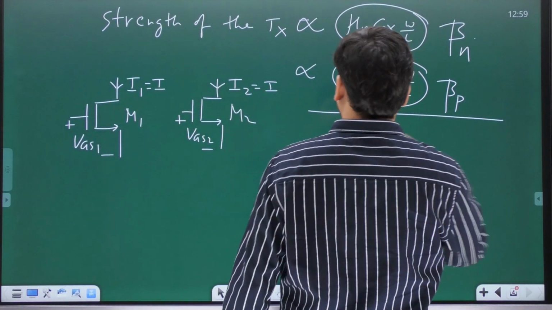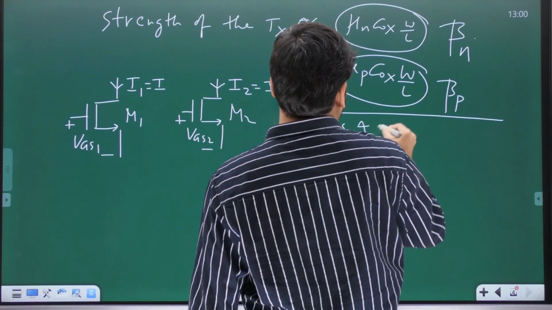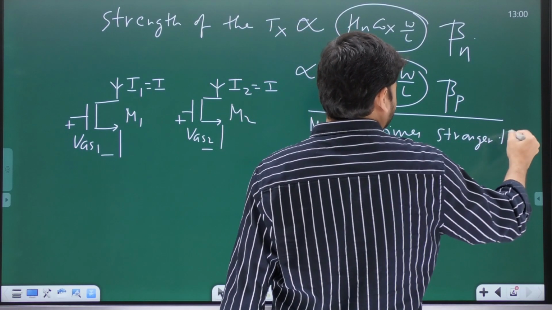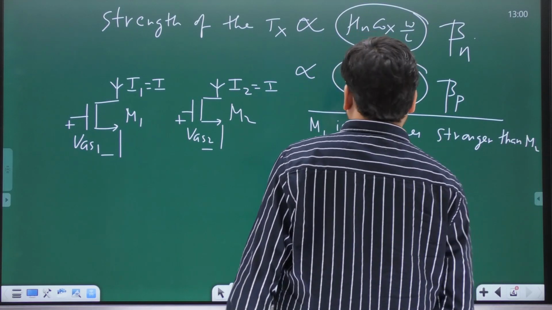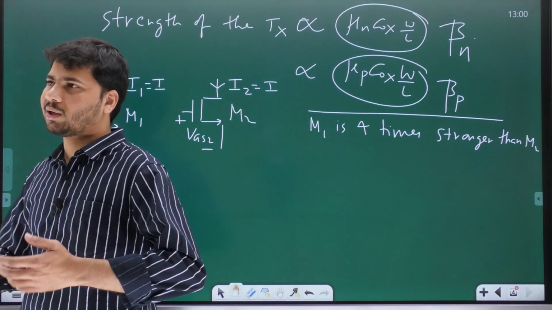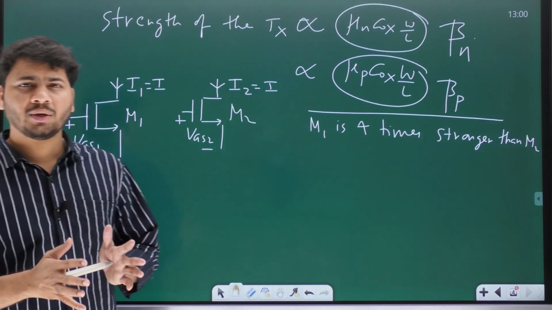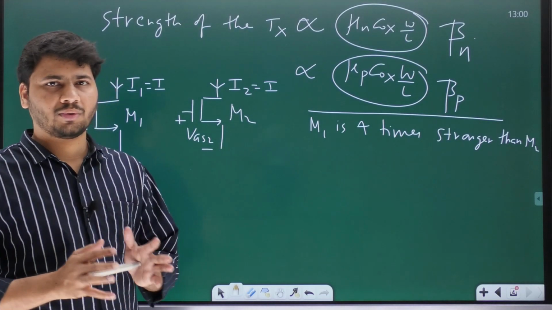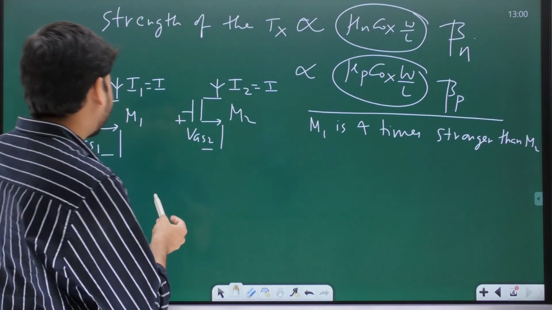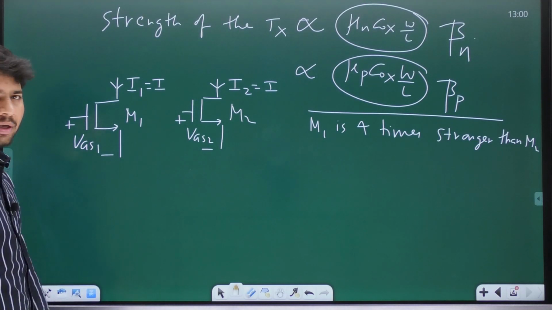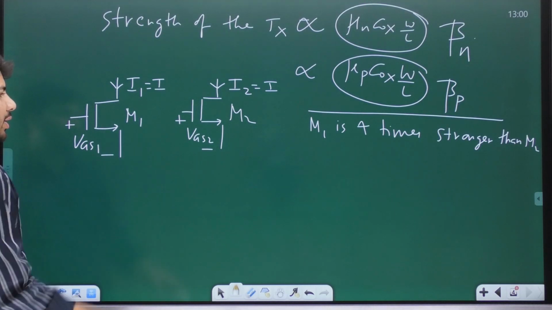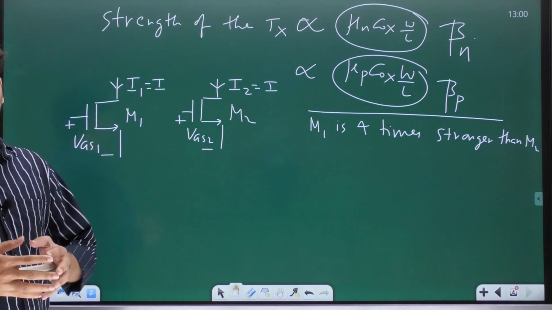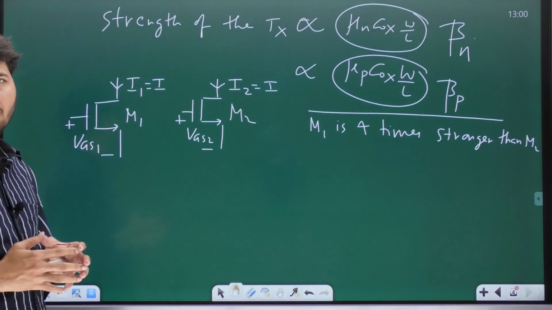So let us say M1 is 4 times stronger than M2. It means, for the same overdrive voltage, M1 will carry 4 times as much current as M2 does. But this time both the currents are equal. Just tell me between VGS1 and VGS2, which one would be higher given that they have the same threshold voltage. Just think and answer.